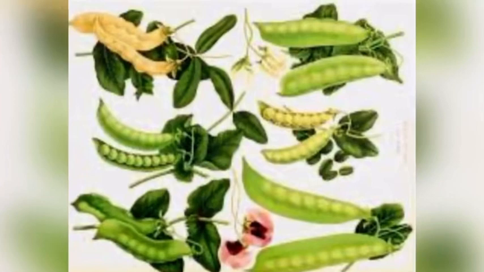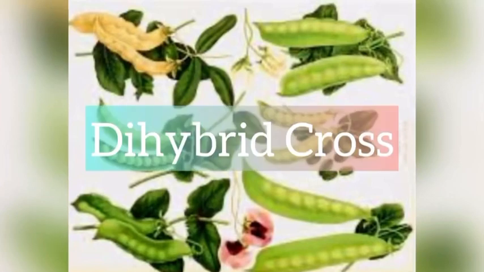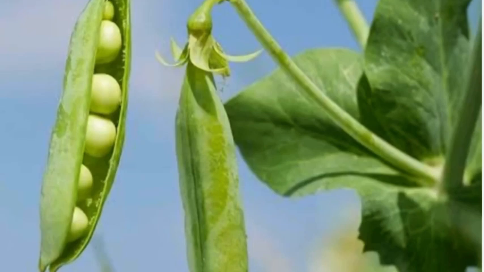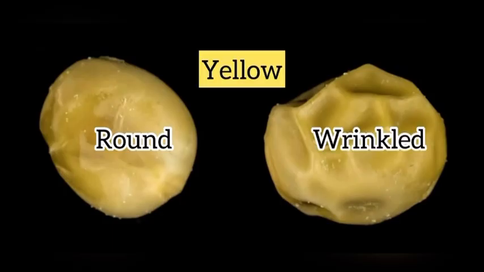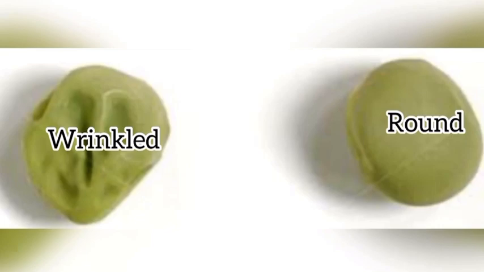Hey friends, today we are gonna learn about the dihybrid cross in pea plants. Gregor Mendel observed four types of seeds, and that's when the dihybrid cross experiment came about. They were two yellow seeds, which were either wrinkled or round, or two green seeds, which were either wrinkled or round.